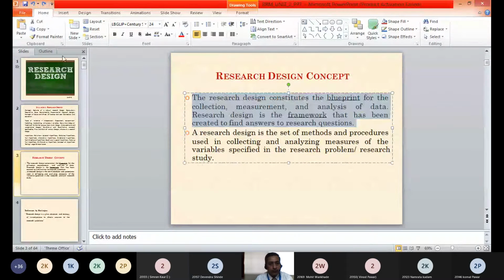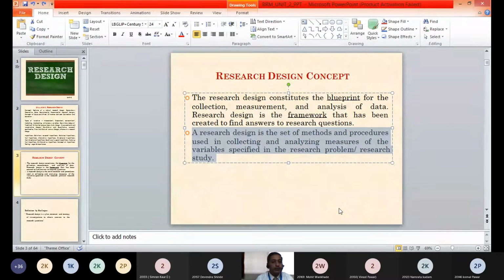Okay. And one more thing which we need to understand is research design is a set of methods and procedures. As I told you just now, it is a set of methods and procedures used in collecting and analyzing measures of the variables specified in the research problem or research study. So basically what we do is we measure the variables. What we do in the research is we measure the particular variables that we will study in detail later on.